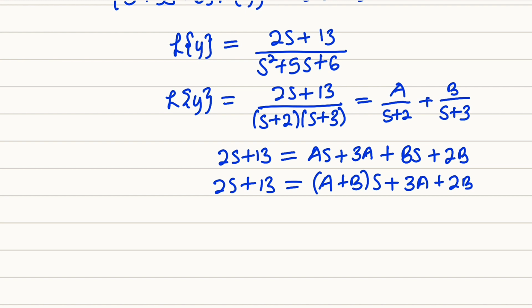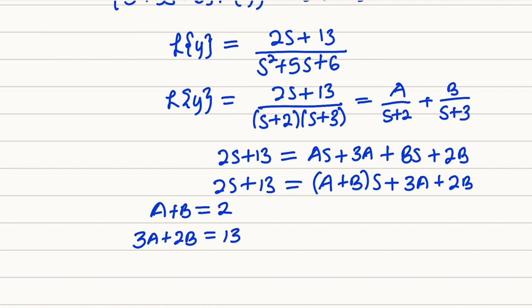Now we are going to solve this equation by relating the coefficients. The coefficient of s to the right is a plus b, so we have a plus b. That is equal to the coefficient of s to the left, which is equal to 2. The constants, we have 3a plus 2b to the right, and to the left we have 13 as our constant.